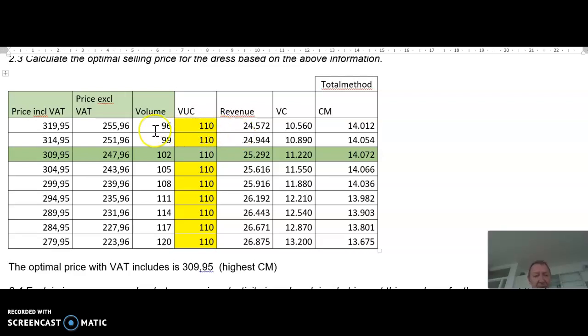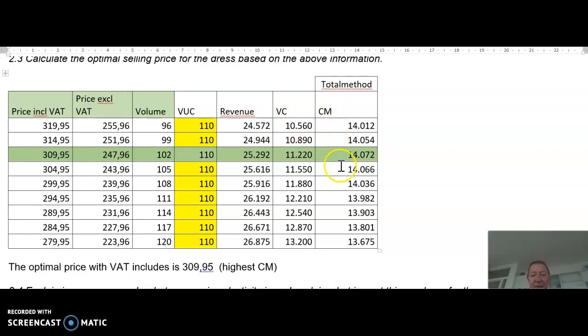The revenue is the price without VAT multiplied by the volume, and then you have all the revenue. And the total variable cost is the cost per unit multiplied by the volume. And then you have these two columns. And if you deduct variable cost from revenue, you have the contribution margin.